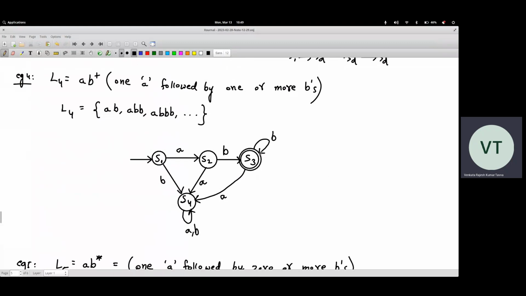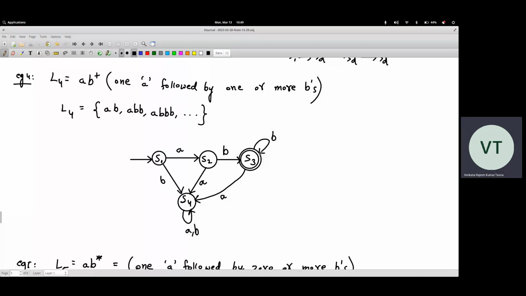Or you saw an A and now you should see only one A. If you see more than one A, again go to the dead state. So you are in S2, which means you have seen one A. If you see one more A, you should reject it. So you should go to dead state. But if you see a B, yes, you should go to S3. You can go to the accept state.